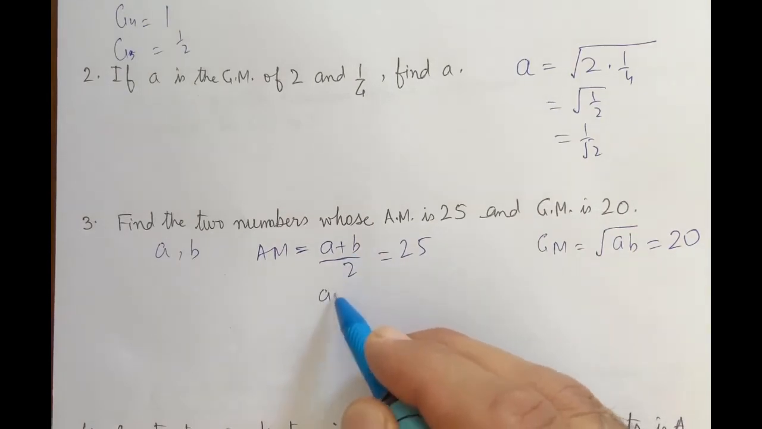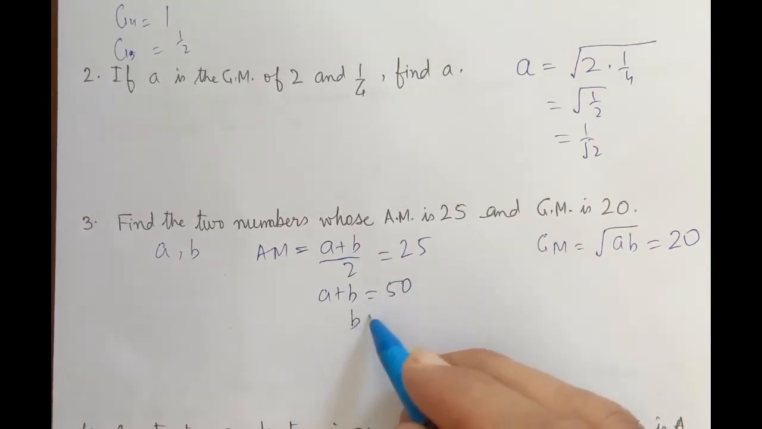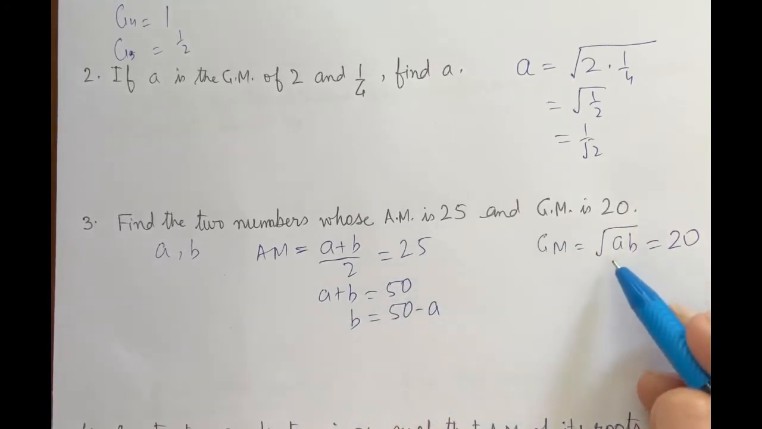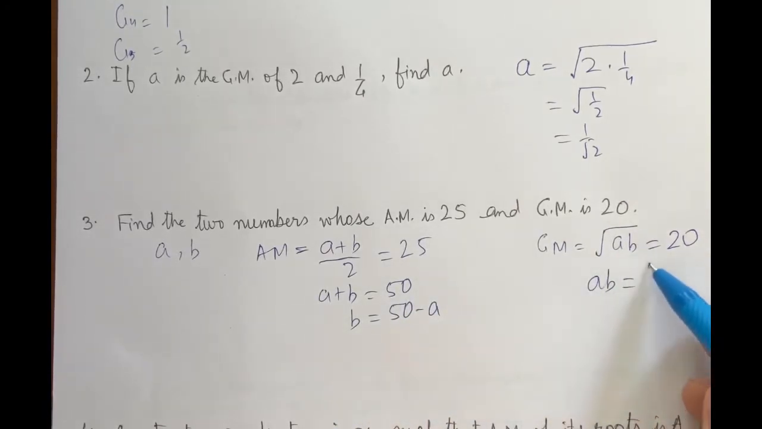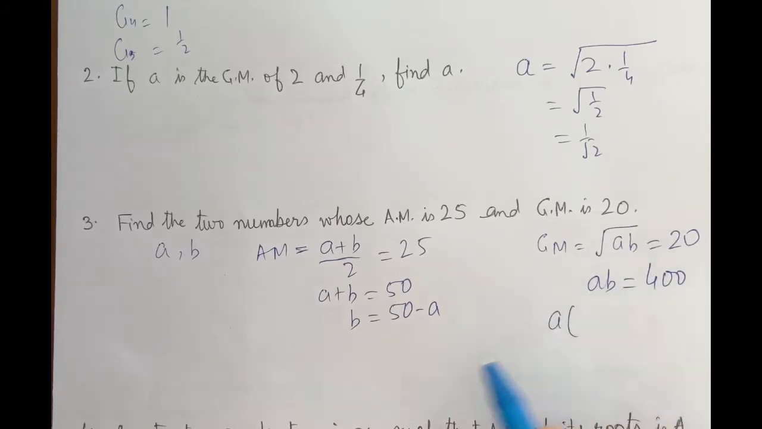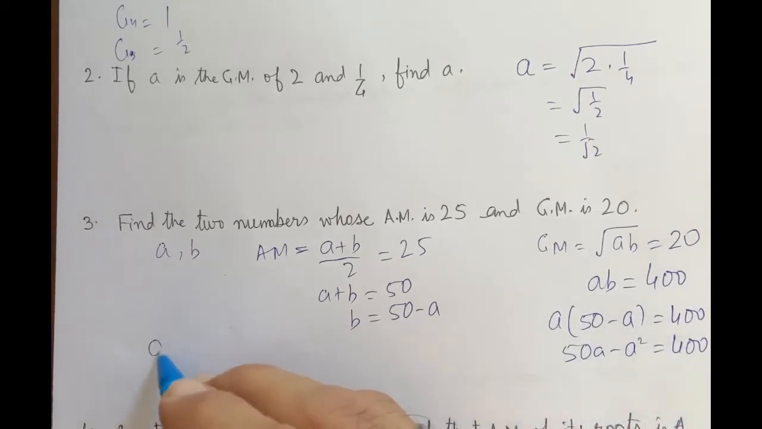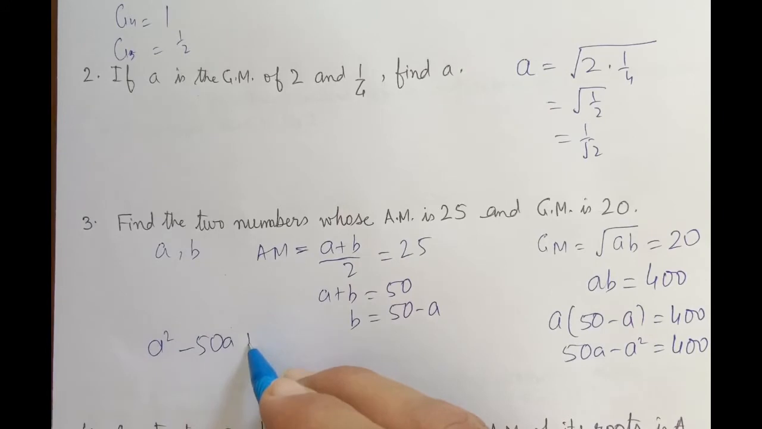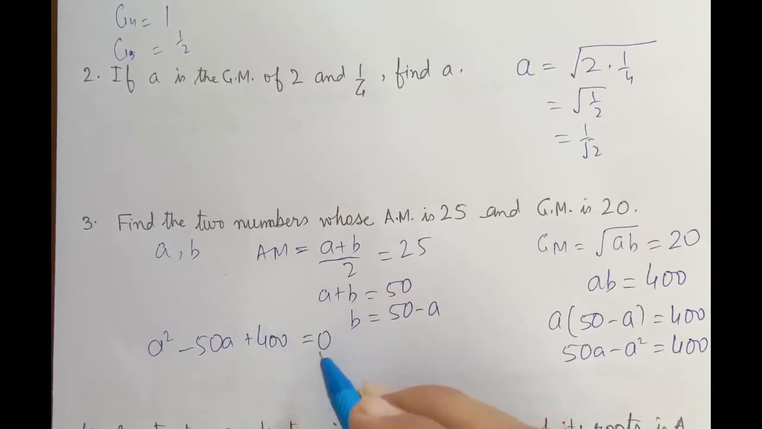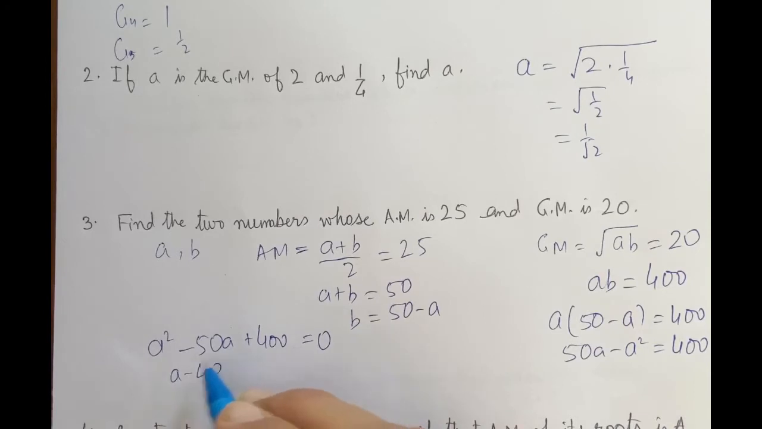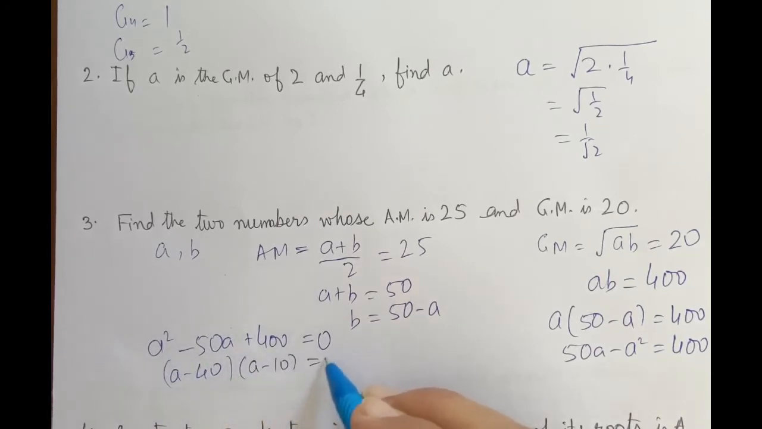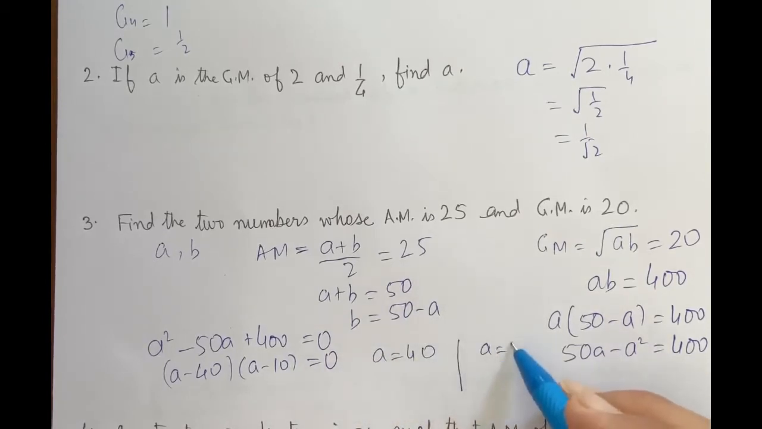The first one gives you a plus b equals 50, or b is 50 minus a. The second one, squaring, we got a into b equal to 400, that is a into, substituting the value of b as 50 minus a, is equal to 400. So that's 50a minus a square is equal to 400, or a square minus 50a plus 400 is equal to 0. This is (a minus 40) into (a minus 10) is equal to 0. That's a is equal to 40 or a is 10.